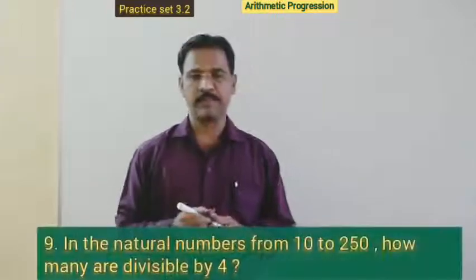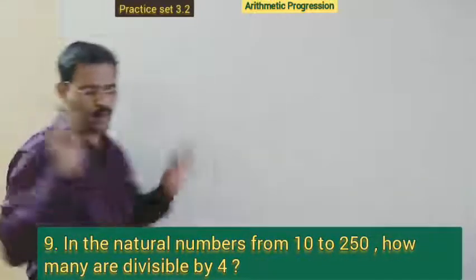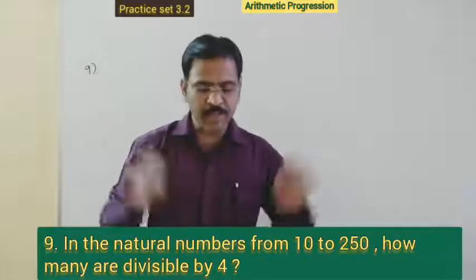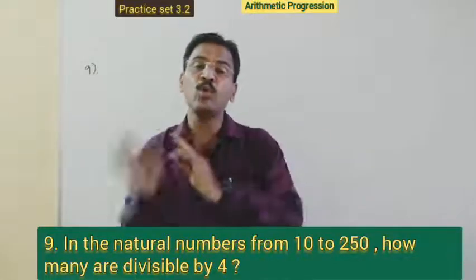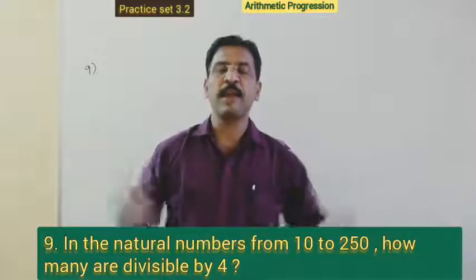Friends, the second last, that is the 9th one. Look here, what is that? It is also one different sum. Look here. In the natural numbers from 10 to 250, how many are divisible by 4?